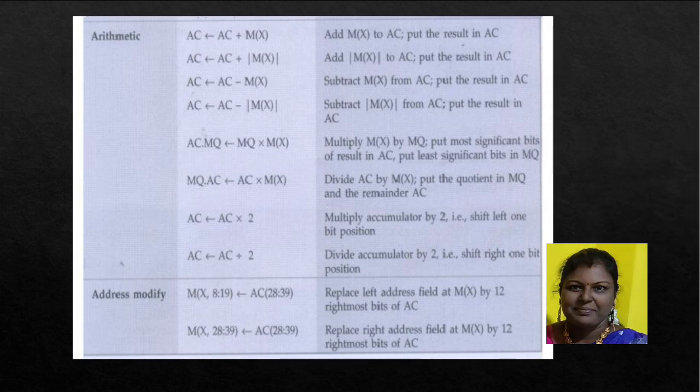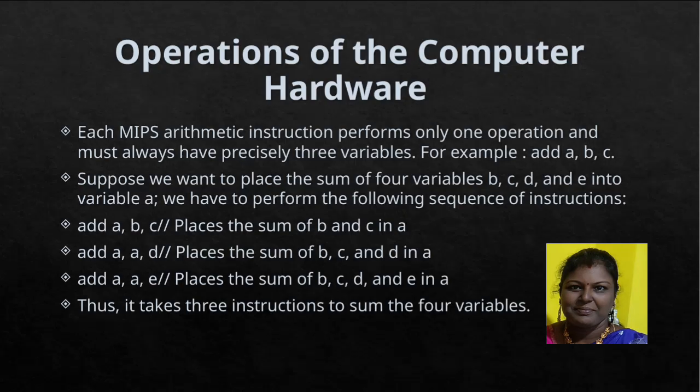In MIPS assembly, each arithmetic instruction does just one thing, and it always works with exactly 3 variables. For example, add a, B, C adds B and C, then stores the result in a. If we want to add 4 variables together, say B, C, D, and E, and put that total in a, we can't do it in one step. Instead, we chain 3 instructions. First, add B and C into a, then add D to that sum. Finally, add E. It takes 3 instructions to get the job done.